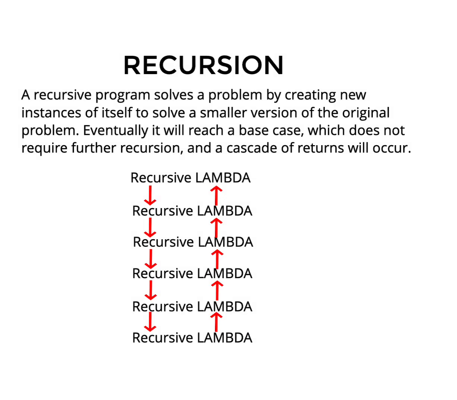The standard definition of recursion is a function that calls itself. This definition is correct, but in my opinion, not intuitive. I believe a more intuitive definition is a program that solves a problem by creating new instances of itself to solve smaller versions of the original problem. Eventually, it will reach a base case which does not require further recursion, and a cascade of returns will occur.